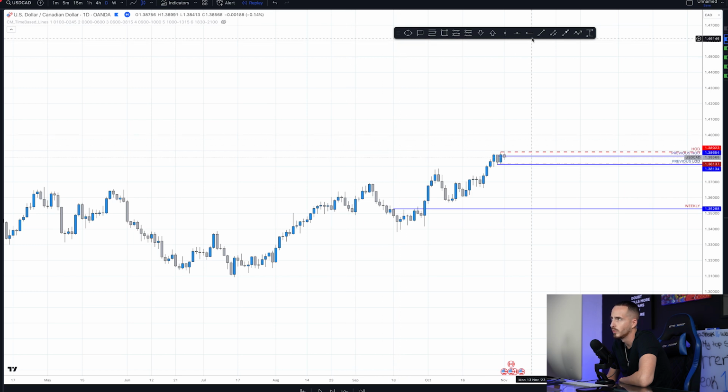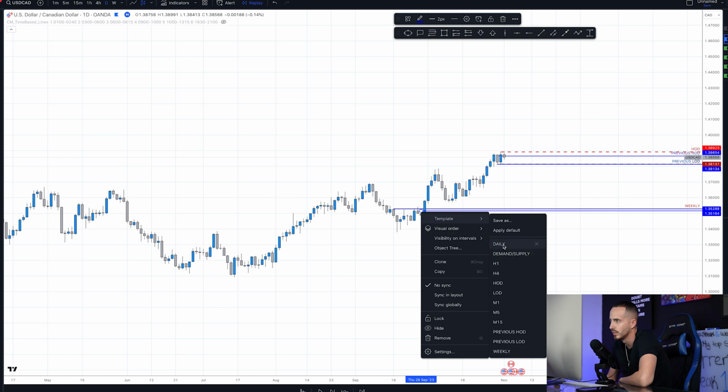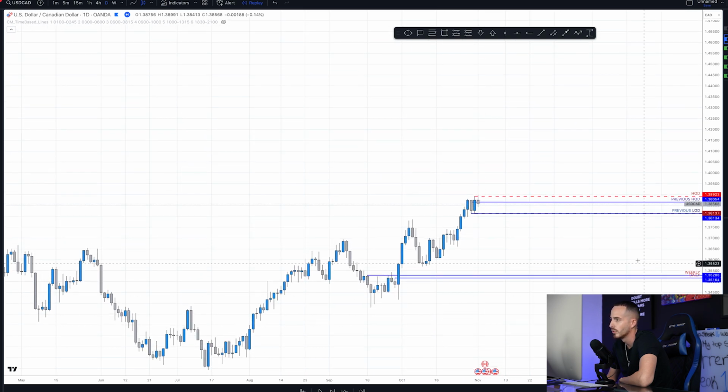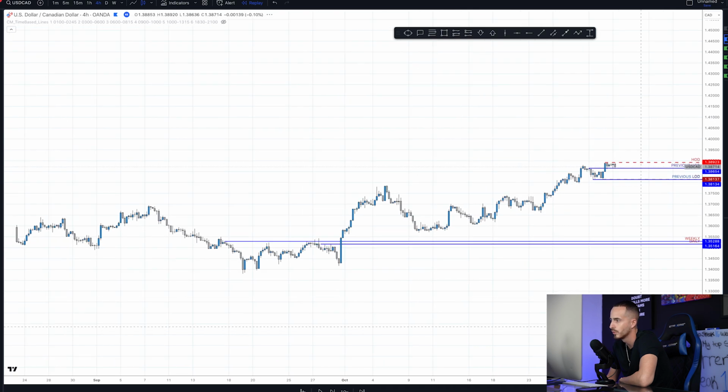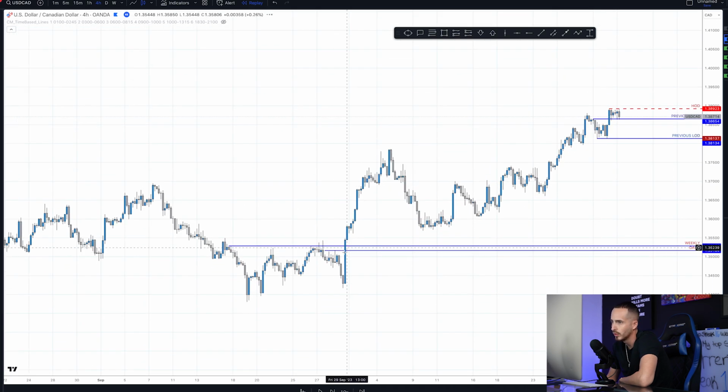Then we go to the daily. We have this daily in confluence with the weekly, so we mark it like this, daily and weekly in confluence. Now we go one lower time frame, H4, and find our next target on H4. Notice daily and weekly on this sweet spot right here. The H4 demand is right here in this area, so we mark it like that, H4 demand.